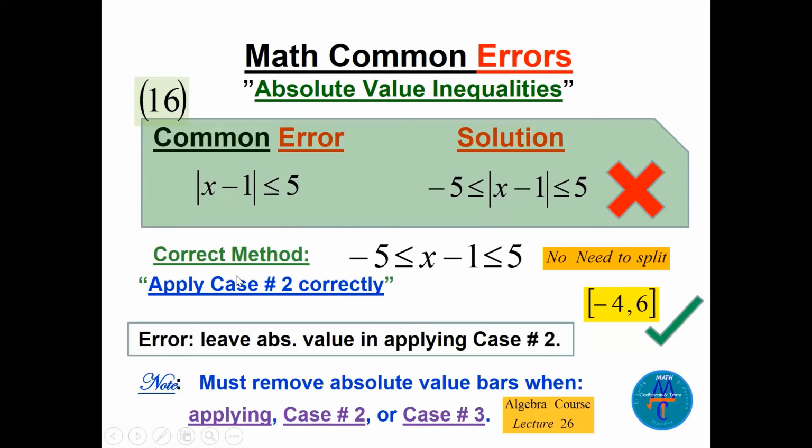See, when you apply case 2 or case 3, you have to remove. That's the idea of case 2 and 3. Remove the absolute value. So x minus 1 between minus 5 and 5. Then you continue, the answer is there. So remember, you must remove the absolute value bars when applying case 2 or case 3.